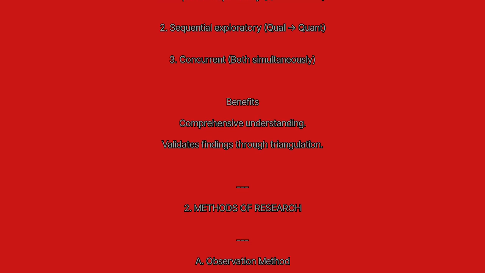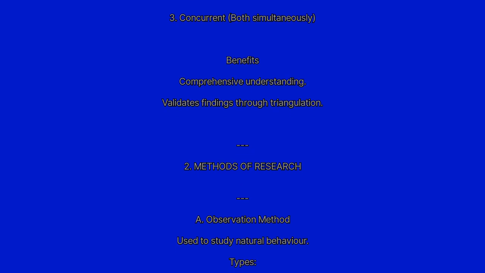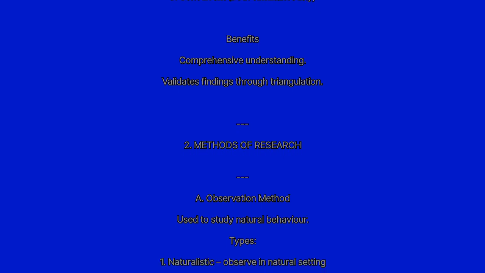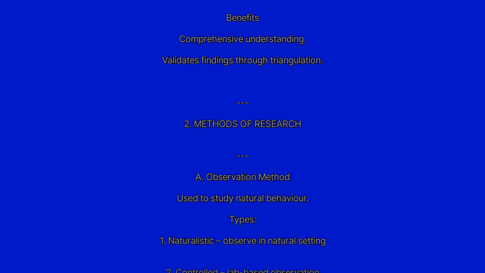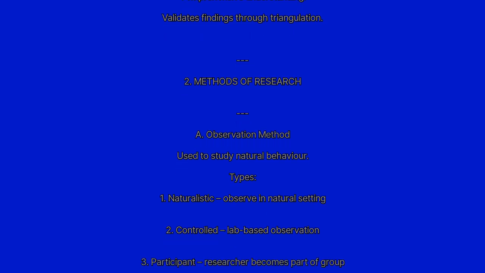First is the observation method. It is used to study natural behavior. What are the types in this? First type is naturalistic, to observe in a natural setting. Second is controlled, like lab-based observation in a room.